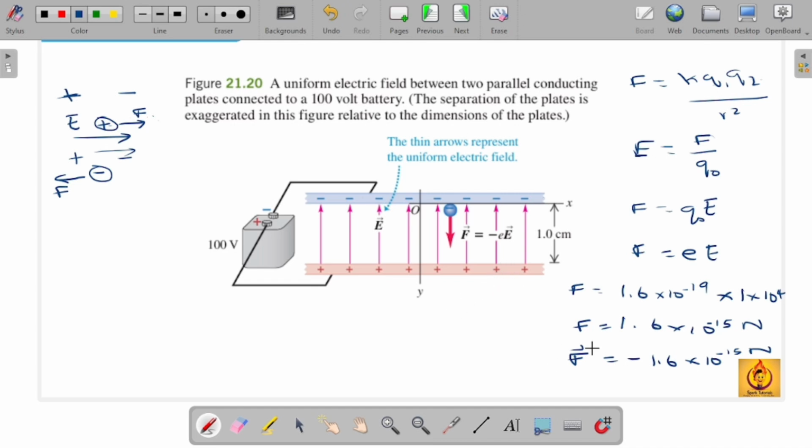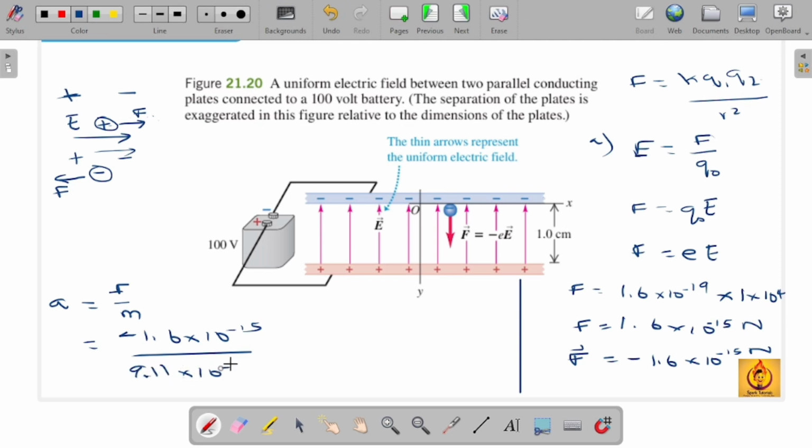Yes. Okay, now that we have the force, we can find the acceleration. This is A. Acceleration is going to be equal to the force over the mass. The force is negative 1.6 times 10 to the negative 15, the mass is 9.11 times 10 to the negative 31. May someone please divide it quick. 1.76 times 10 to the 15. That's meters per second squared.